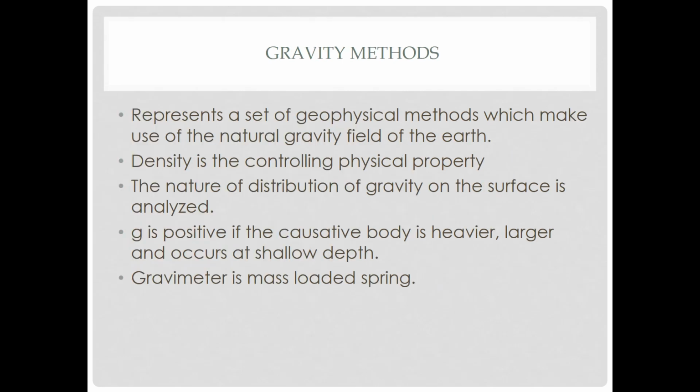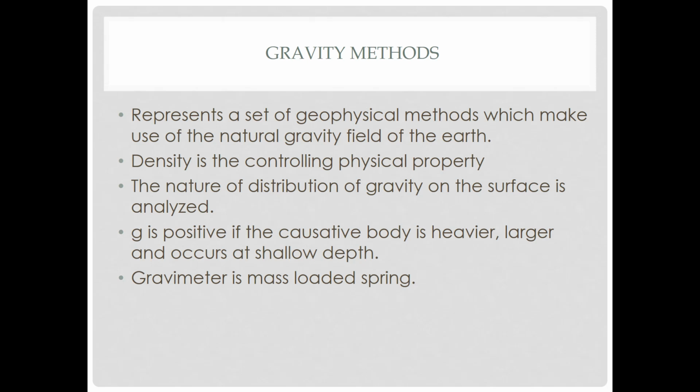So the principle of these geophysical anomalies is on gravity methods. So gravity methods represent a set of geophysical methods which make use of the natural gravity field of the Earth. So it was observed in the anomalies that density is the controlling physical property. So the nature of distribution of gravity on the surface is analyzed.